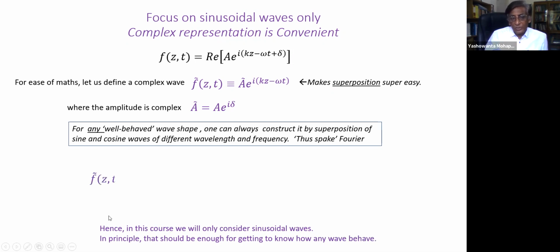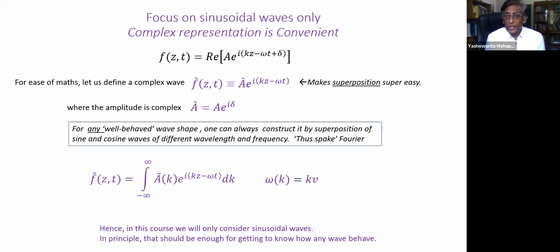The complex superposition, with complex A, I can integrate over all possible wavelengths. Of course, omega is a function of k, in our case k times v, and hence I can make the superposition just by integrating. The only thing is that for each wavelength I choose to integrate, there is a different amplitude. So if I choose the wavelengths and amplitudes properly, I can make any wave. That's what the Fourier theorem says, and you will be doing it in great detail. I'm not going to use Fourier analysis in this course.